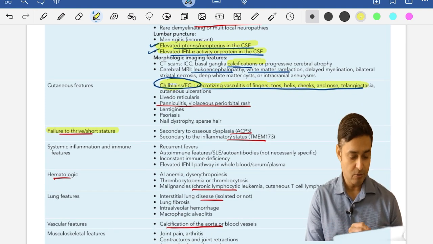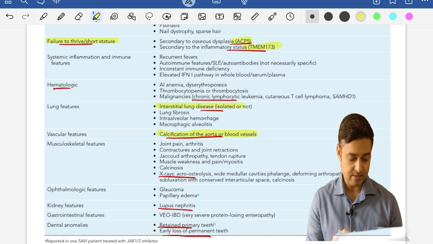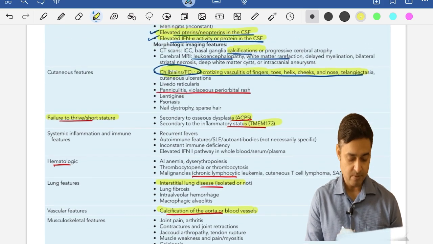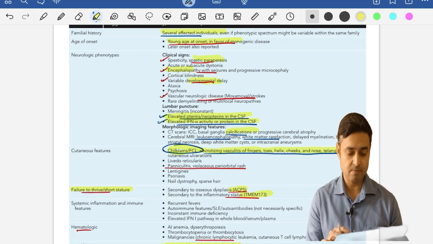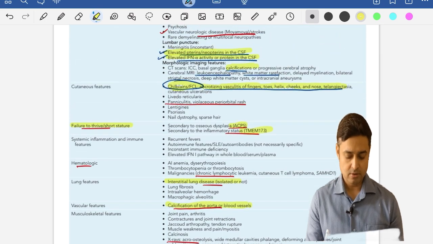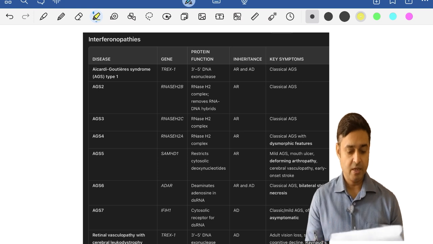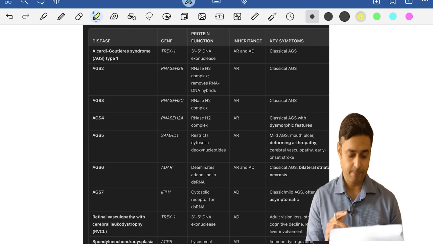Failure to thrive is seen in ACP5 mutation and TMEM173 mutation, and lung features include interstitial lung disease. Vascular features we have seen are calcification of the aorta and blood vessels. Ophthalmological features include glaucoma, kidney features include lupus nephritis, and dental abnormalities include retained primary teeth and early loss of permanent teeth. Just remember these highlighted things. Don't mug up the whole table. Then I have created a summary of all the variants.